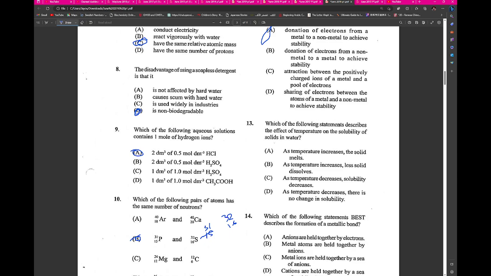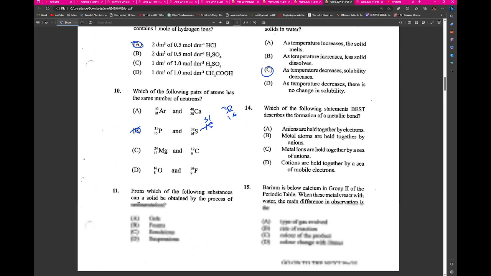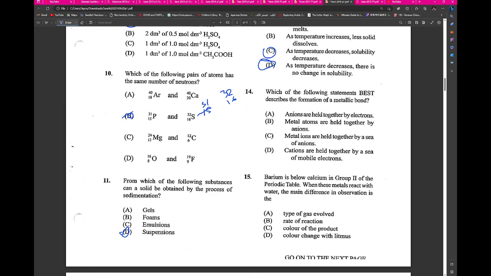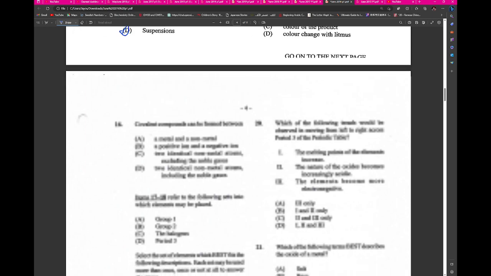Which of the following statements describes the effect of temperature on the solubility of solids in water? So as temperature decreases, the solubility decreases. Which of the following statements best describes the formation of metallic bond, cations surrounded by a sea of mobile electrons? Barium. Alright, we looked at this as well. So this would probably be the rate of reaction would be the main difference, right?